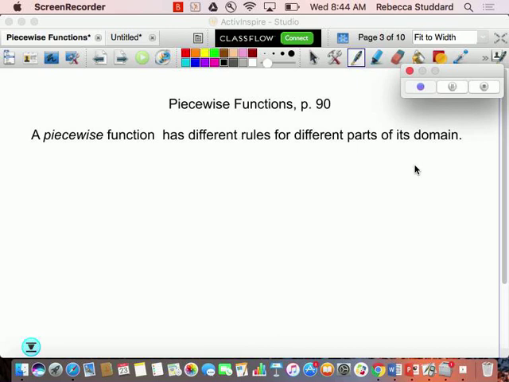Okay, so we're going again. Here is the definition for piecewise functions. There is a tiny little blurb about piecewise functions in your book on page 90. So we're going to spend a good bit of time in class on it today and tomorrow.